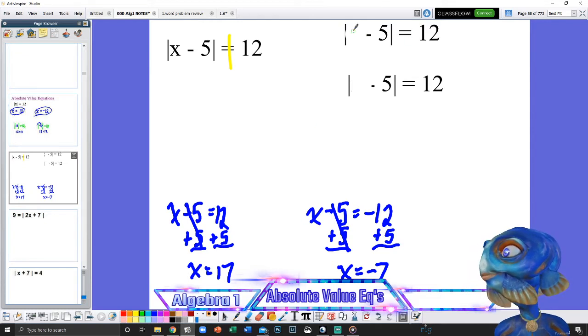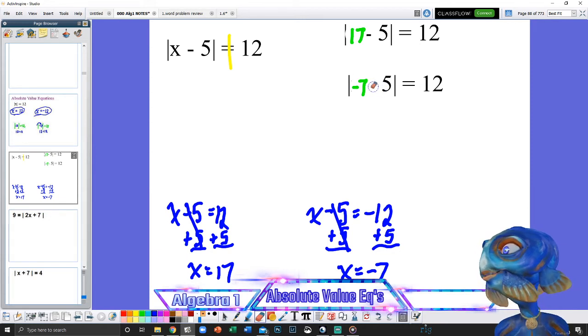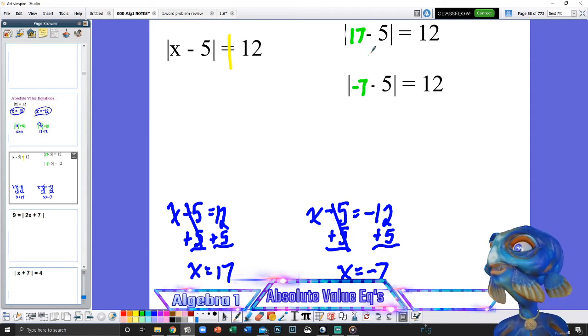17 goes right here instead of x. Negative 7 goes right there instead of x. And now I am ready to go. So let's give this a shot. Now, the bad news is your calculator probably does not have an absolute value, so you're going to have to do a little bit of math in your head.